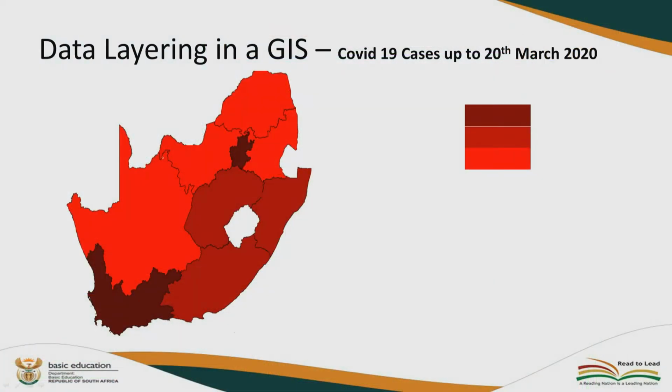Now, in this particular example, notice the layers. We have the outline of South Africa. We further have the outline of provincial boundaries. But we've included the third layer. And the third layer is the infection rates that are affecting us in this country with COVID-19. Note the following. These cases are up to the 20th of March, 2020. And immediately, for any decision making, you can see that the two provinces with the highest infection rates are the Gauteng province as well as the Western Cape province.